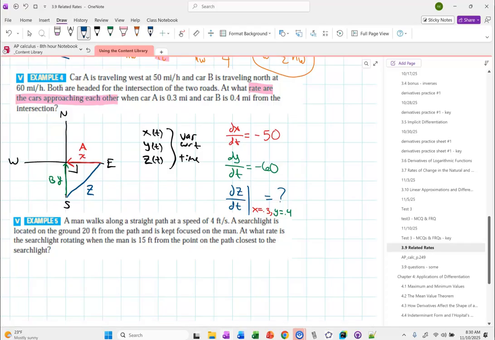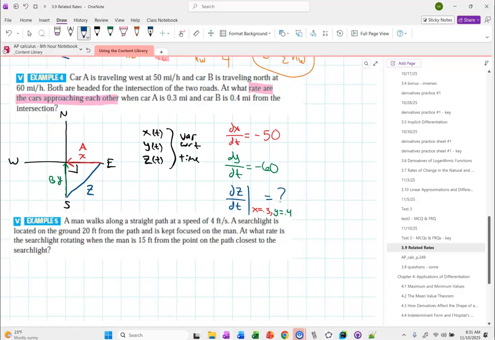Everybody feel good with our setup here? Okay. Notice that we've spent a good chunk of time just talking through how do we name things, what are we calling stuff, drawing our picture, making sure the signs are right on our rates. This is the hardest part, the part that we just accomplished.